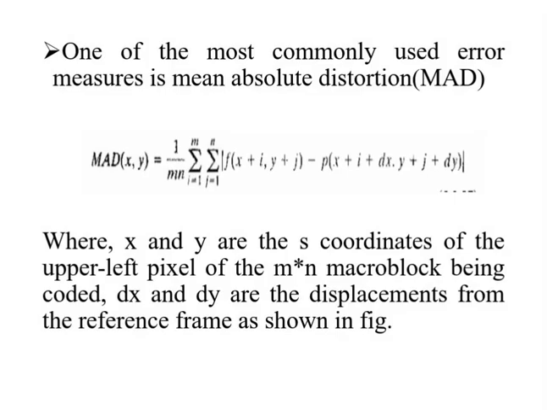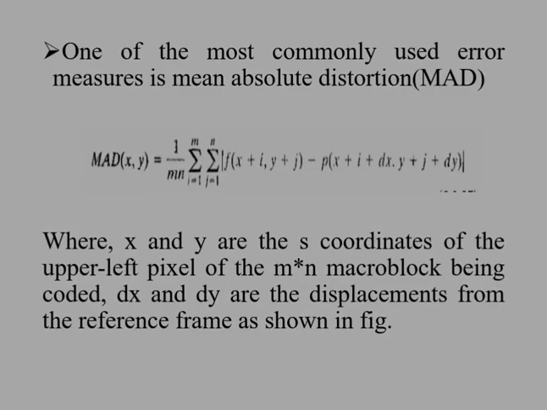One of the most commonly used error measures is the mean absolute distortion, that is MAD, given by the formula MAD(x,y) equals 1 upon mn, summation of i equals 1 to m, summation of j equals 1 to n, modulus of f(x+i, y+j) minus p(x+i+dx, y+j+dy), where x and y are the coordinates of the upper left pixel of the m by n macroblock being coded. dx and dy are the displacement from the reference frame, as shown in the figure.